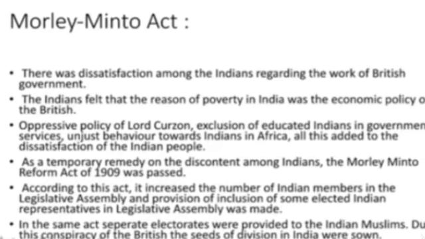As a temporary remedy for the discontent among Indians, the Morley-Minto Reform Act of 1909 was passed. According to this act, the number of Indian members in the legislative assembly was increased, and a provision for including some elected Indian representatives in the legislative assembly was made. In the same act, separate electorates were provided to the Indian Muslims. Due to this conspiracy of the British, the seeds of division in India were sown.